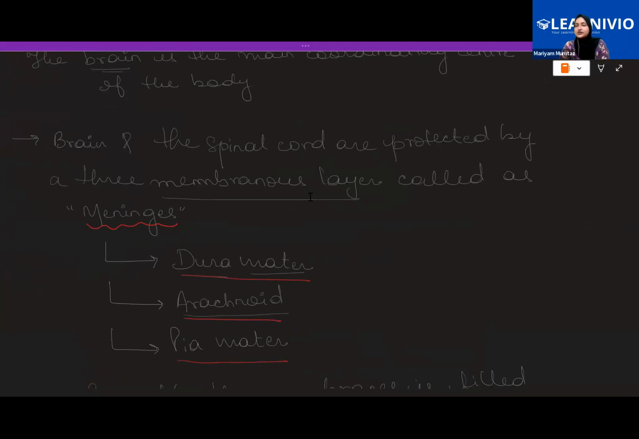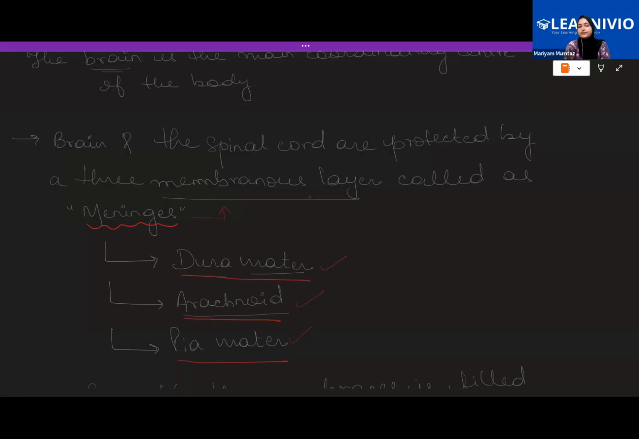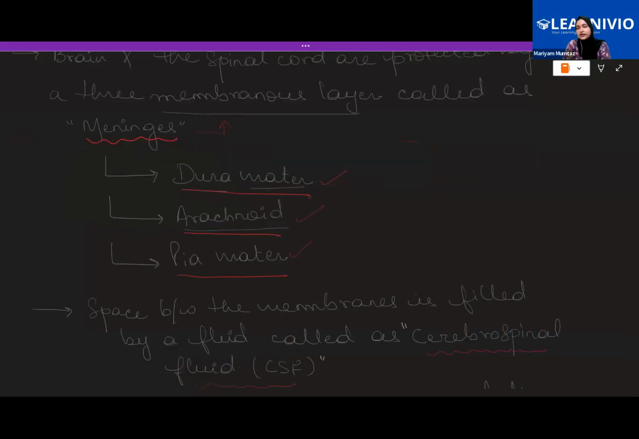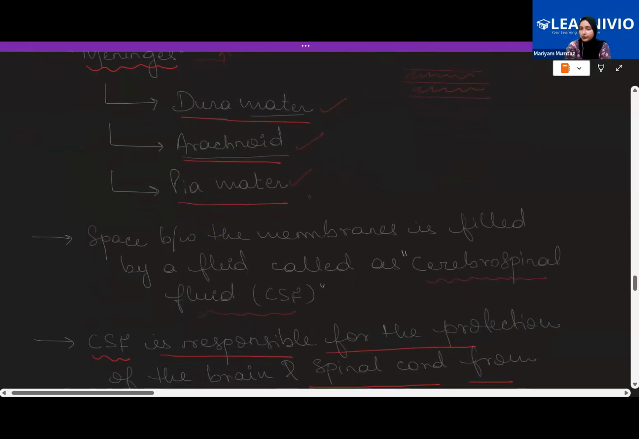Now, the brain and the spinal cord, apart from being enclosed inside a bony structure, like the cranium for the brain and the vertebral column for the spinal cord, are also protected by three protective membranous layers that surround them. These layers are called meninges. What are the three layers? Dura mater, arachnoid, and pia mater. Between these layers, a fluid is filled, and that fluid is called cerebrospinal fluid.